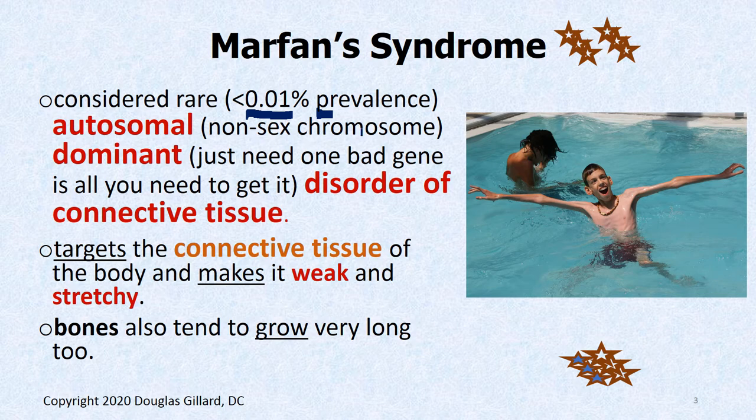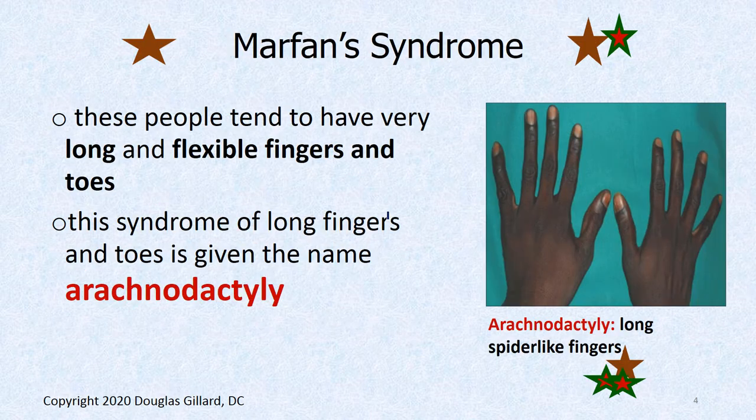it's not a mutation on the sex chromosome. It is dominant, meaning it's powerful. I think dominant, you just need one bad gene to get it, and you got it. Now, recessive is not dominant, so you need two bad genes to get recessive problems. And it's a disorder of connective tissue. Basically, connective tissue is shoddy. It's stretchy, it's not strong, leads to aneurysms, causes long bone growth, causes a bunch of things. Yep, that's the story with that.